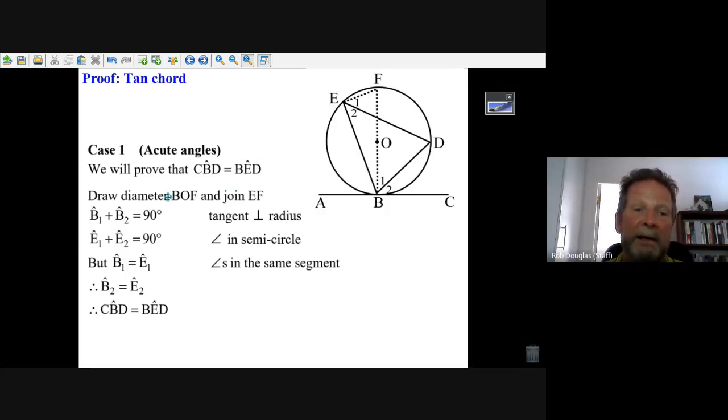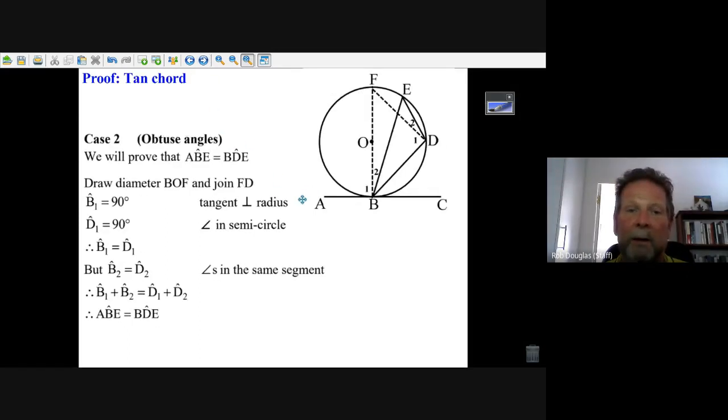Well, they tell you exactly what to do. The first thing is a construction. You have to draw this dotted line. It's not there. You'll just have this picture. That's BOF. And then you have to draw the little dotted line here, EF. And you use those two things and a bunch of steps to prove the chord theorem. And there's one for an acute angle and one for an obtuse angle. You just have to go through it, and you just have to learn it.